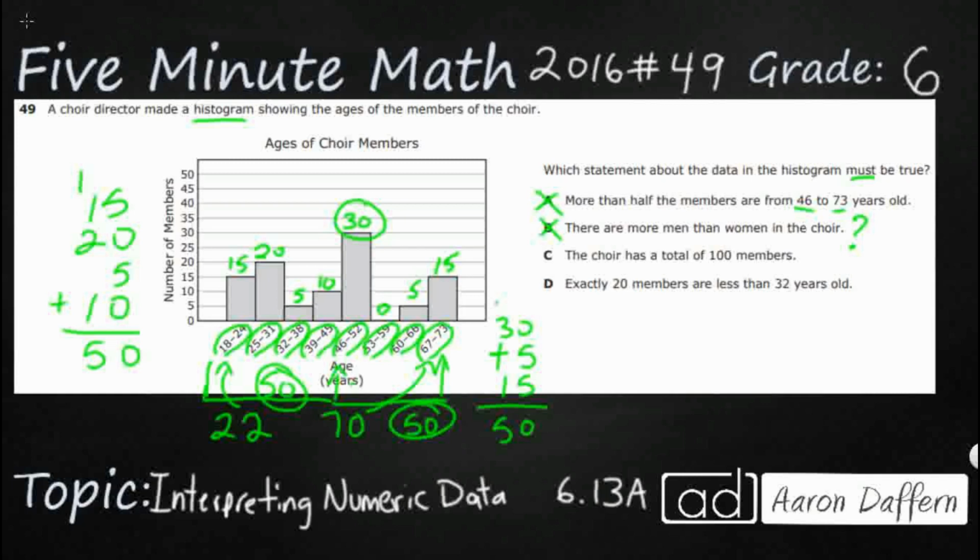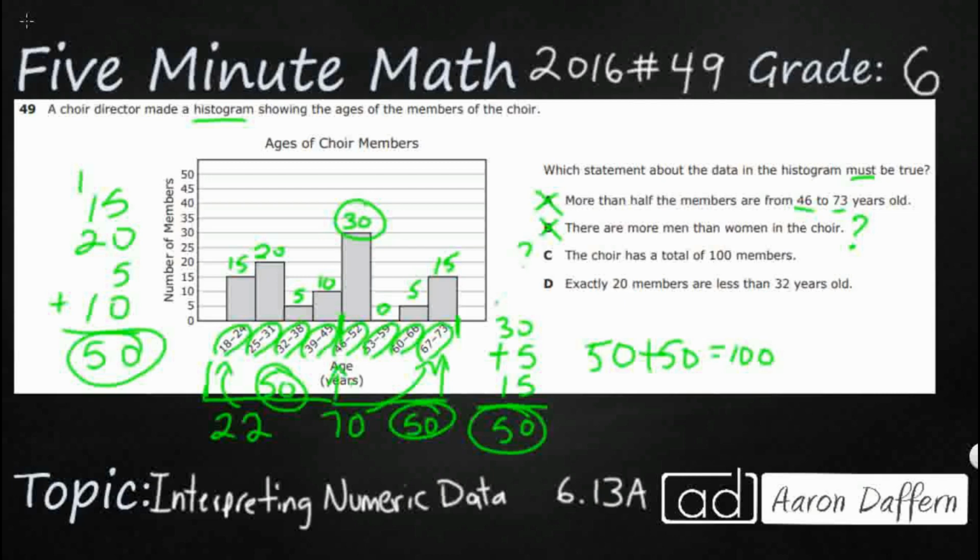And let's see, we've got the choir has a total of 100 members. Well, we've already done that math, remember? We added up anywhere from 18 to 45 here was 50. And then we looked at this 46 to 73. That was also this 50. And we've got 50 and 50, and guess what we're going to get? 100. So that looks like that's probably the answer.